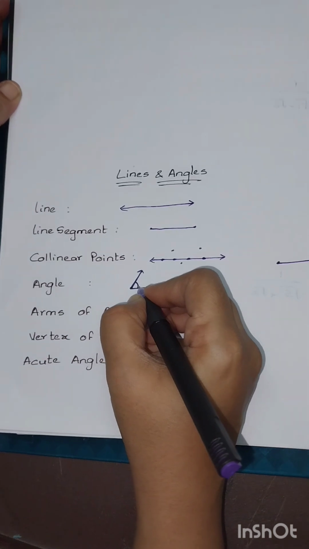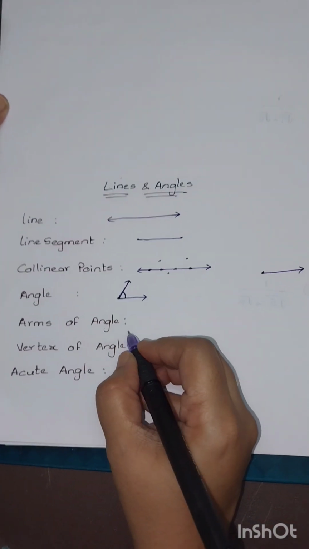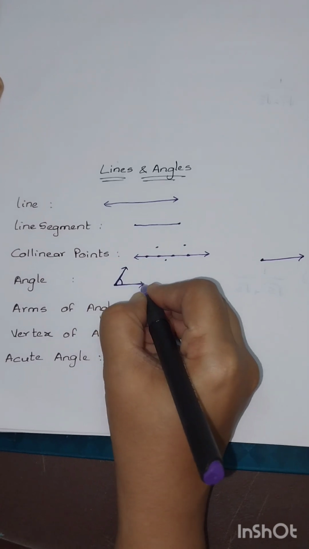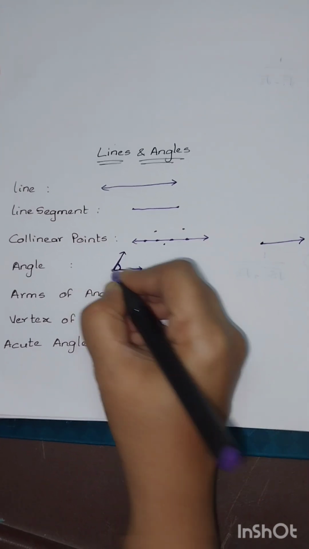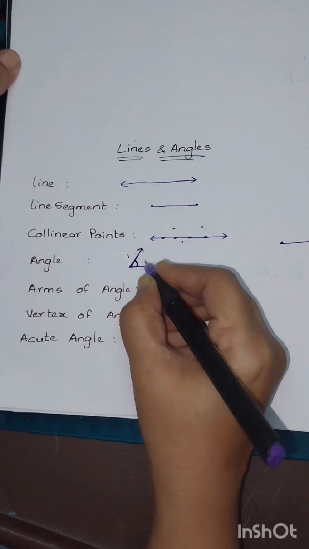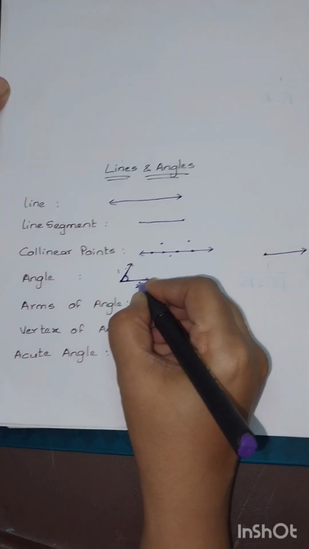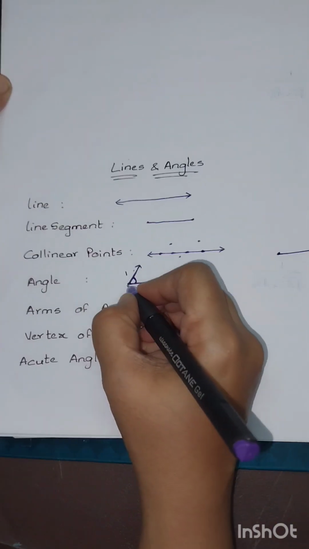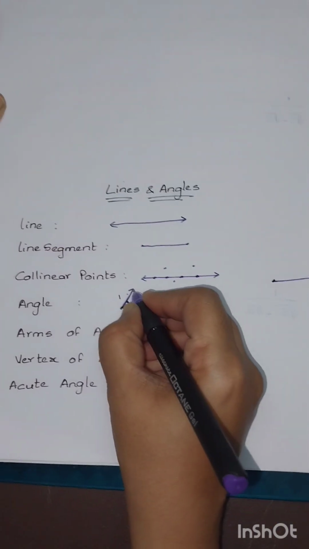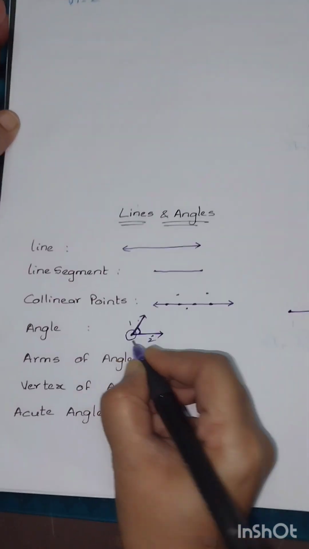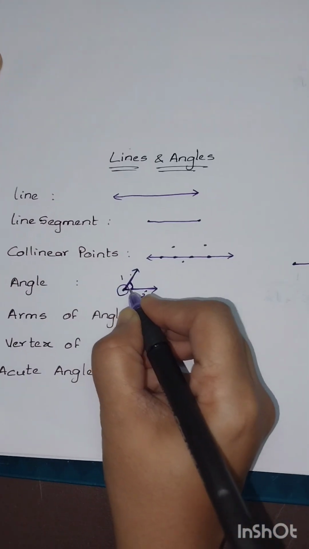This is an angle. What are the arms of the angle? Arms of the angle are the two rays which join at a point. This is one arm, this is another arm. These two are called the arms of the angle. What is the vertex of an angle? The vertex is the point at which these two rays join. This is the vertex of the angle.